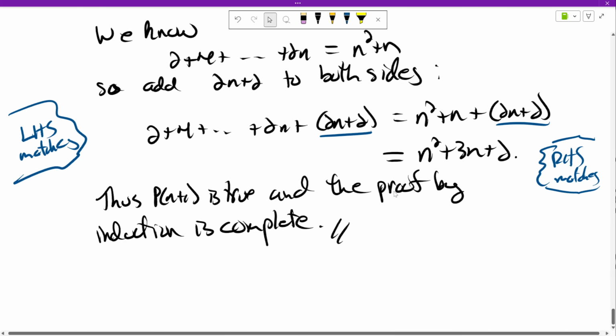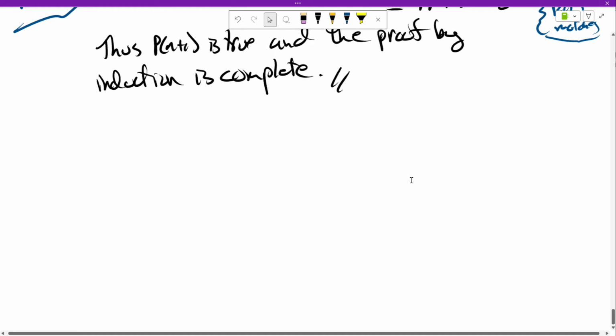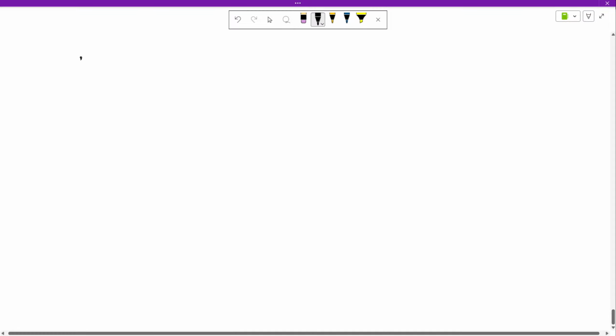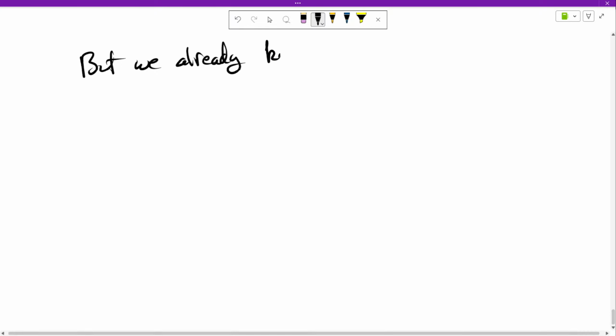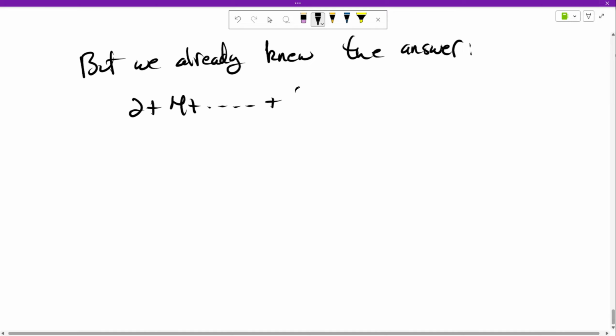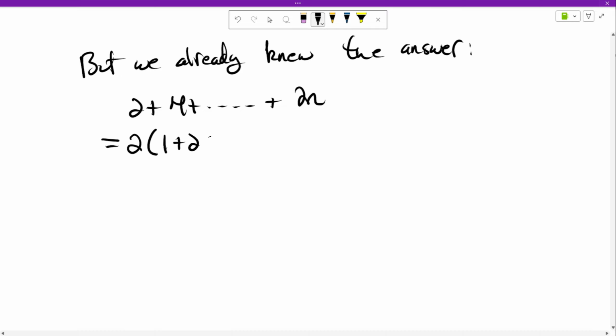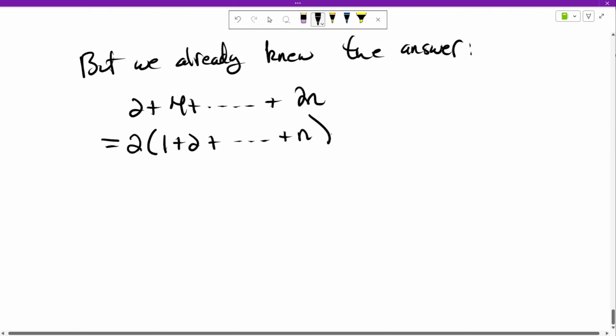Now I'm going to tell you we already knew the answer. So how do we already know the answer? Well, let's do some algebra. So let's take our 2 plus 4 plus blah, blah, blah plus 2n. And what we're going to do is, we notice that every term is divisible by 2. So we can factor out a 2. When we factor out a 2 from everything, we get the sum of the first n natural numbers in the parentheses.